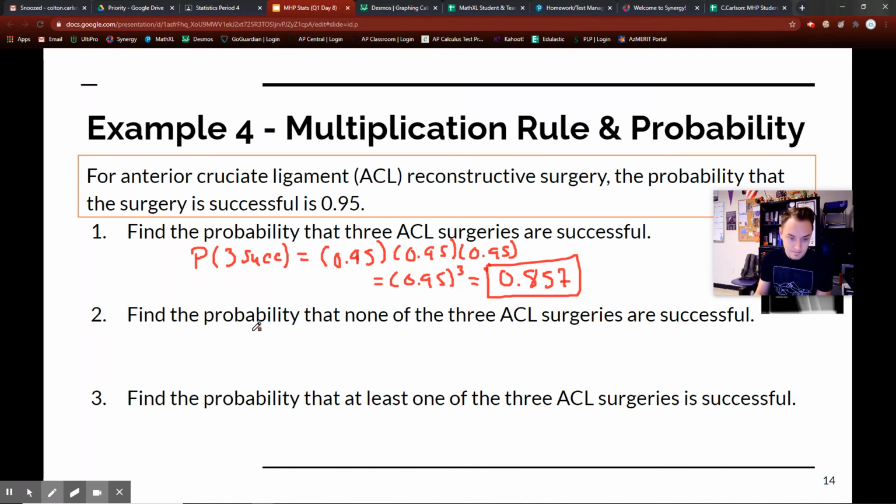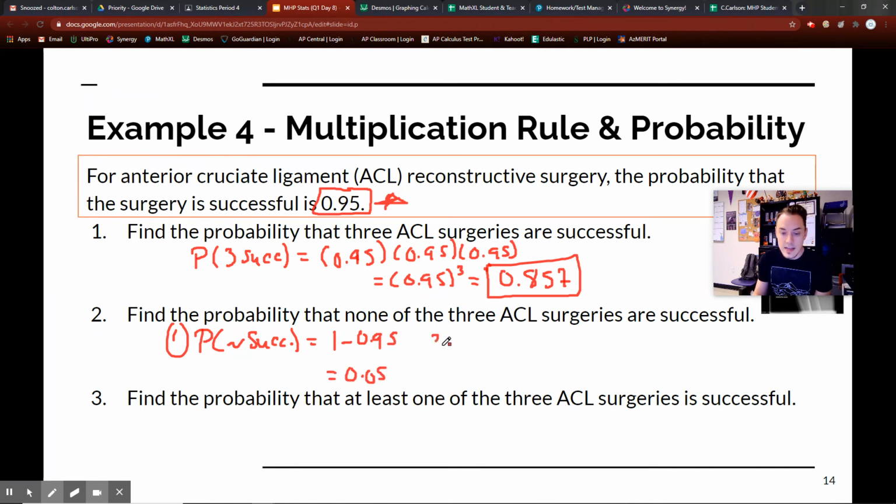Find the probability that none of the 3 surgeries will be successful. How do I do that? Well, first of all, I need to find the probability of not having a successful surgery. That's the first thing I need to do. Okay, well, that means I have to do the complement of having 1 successful surgery. This is 1 successful surgery, right? 0.95. So I need to do the complement of that, and that is 0.05.